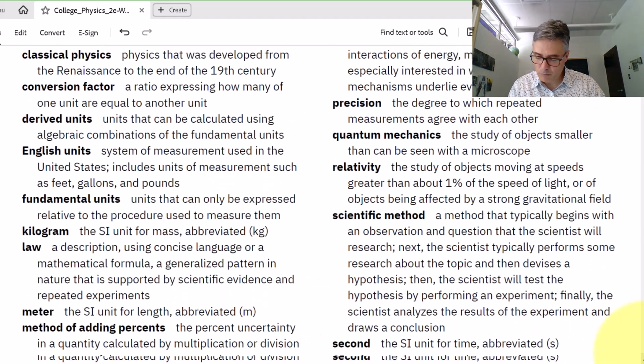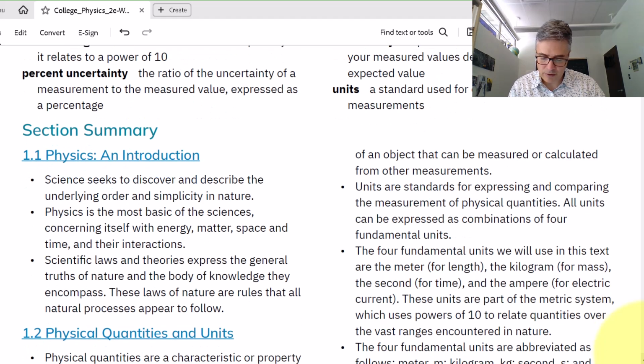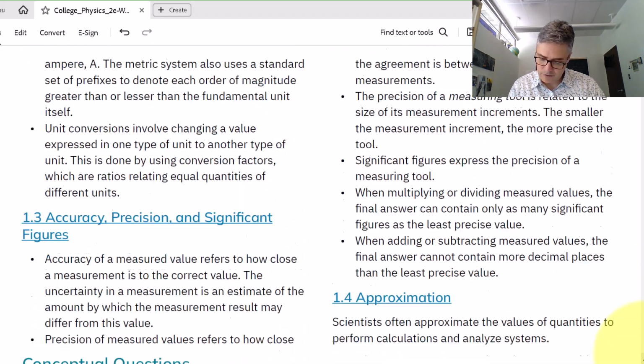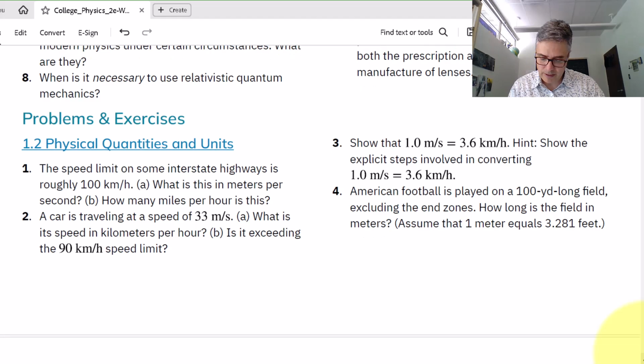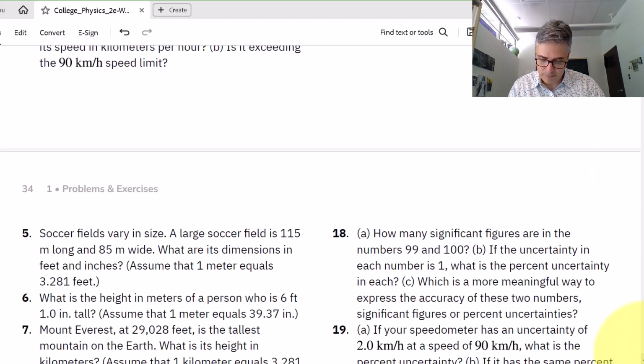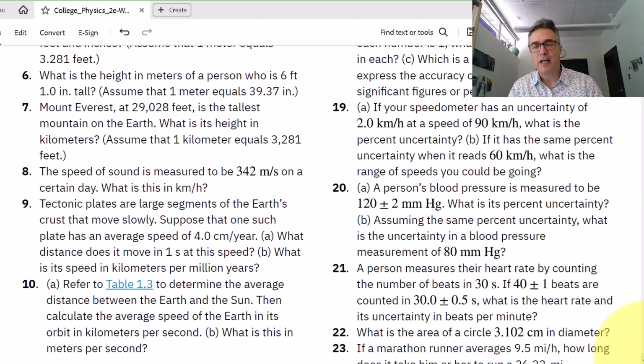And that's it for chapter 1. There's a glossary giving you some of the terms we used. There's sort of a summary, which can be helpful. And then there's a bunch of problems and exercises. And when you look at problem set 1, I'll have a couple of suggested questions for you from the end of the chapter if you don't want to do all of them.